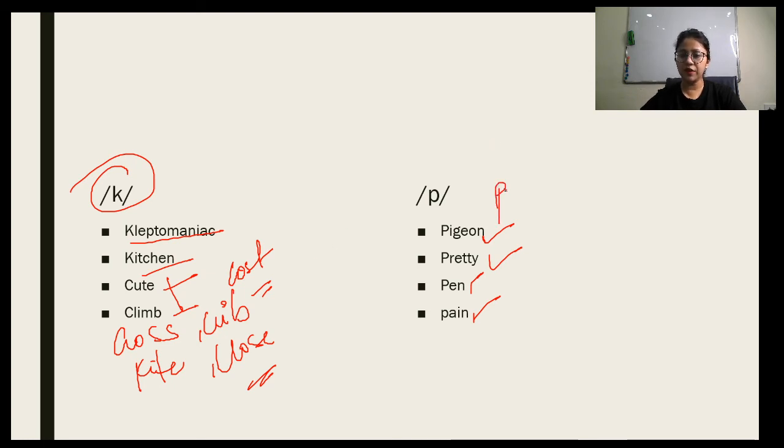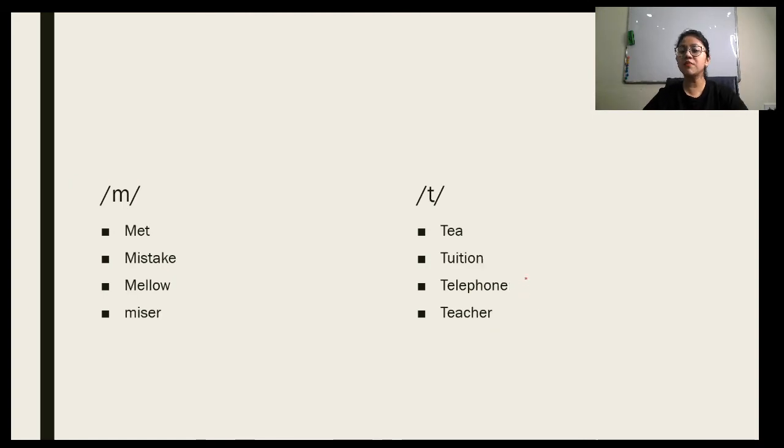Peer. Very good. Public. Excellent. Alright. So now I'm going to move on to the next sound. Purse. So the next sound is m, met, mistake, mellow, miser. So you've got these four words right out there: met, mistake, mellow, miser.